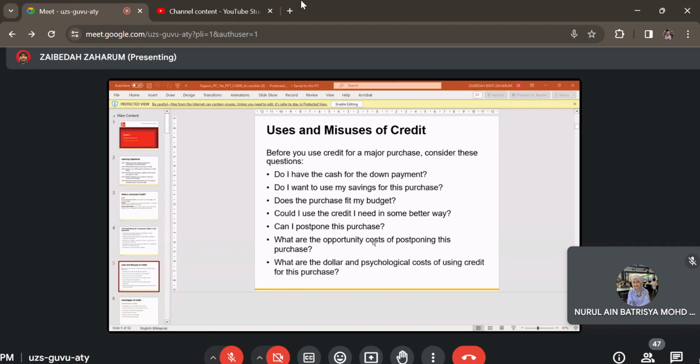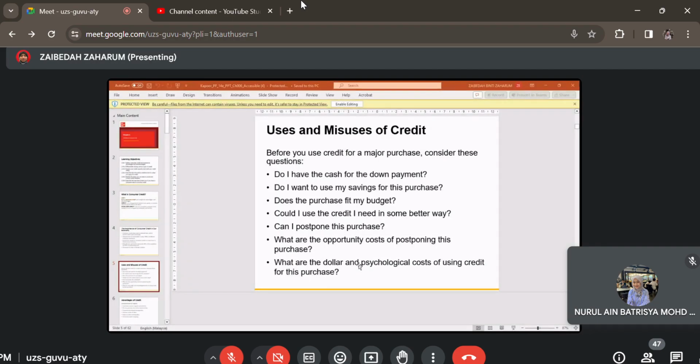Okay, and then tengok pula, could I use the credit in some better way? Okay, so dekat sini, okay, di mana kita tengoklah that person needs to explore lah alternative uses for the credit they would be utilising for the purchase. It prompts kepada individual tadi to consider whether there are more financially beneficial ways to deploy the credit. Okay, contohnya investing in opportunities that offer higher returns or paying off existing debt with higher interest rate.